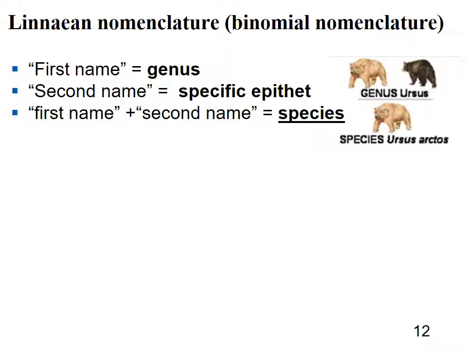So as far as naming things go, we name things with a two-name naming system. So binomial nomenclature is a two-name naming system. The first name is the genus. The second name is the specific epithet, which is the descriptor. And then when we have the first name and the second name together, you get the species name.